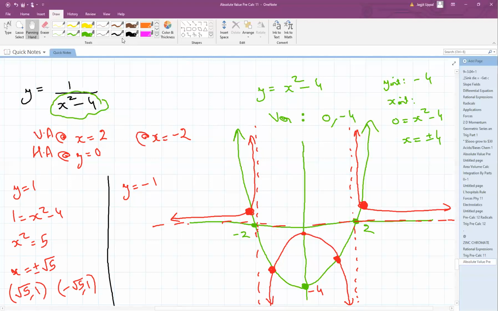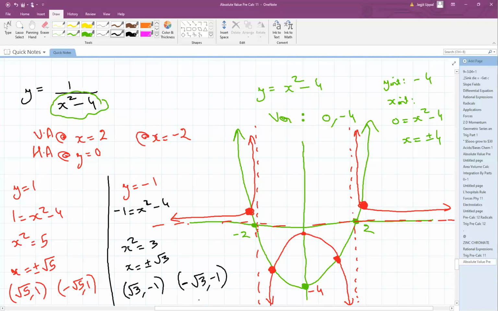So now you make your y equal to -1. So you put -1 here. So -1 is equal to x squared minus 4, which means x squared is equal to 3, which means x is equal to plus or minus square root of 3. So you would say it's square root of 3 comma -1 or negative square root of 3 comma -1. Understood? So this is how you can get your invariant points.